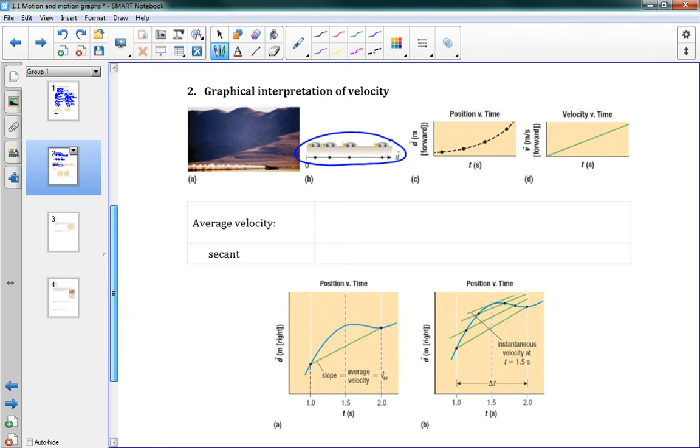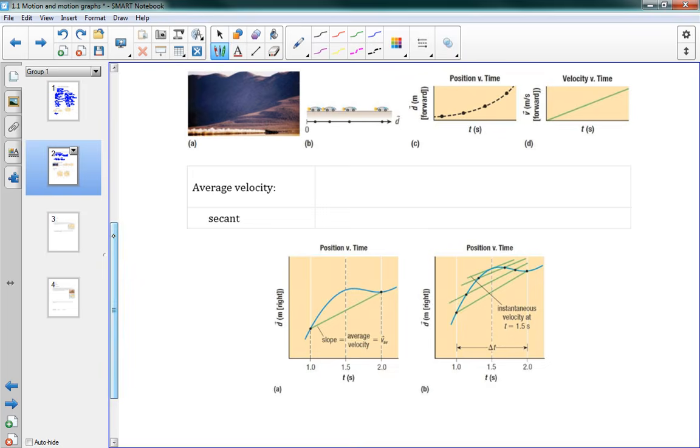And you can see that the car's position changes by a small amount at first, a larger amount, larger and larger, which means that it's picking up speed, or it's accelerating. So our position versus time curves up like this. Velocity over time increases, means we have some acceleration here. So that's how we can interpret these velocity versus time graphs.